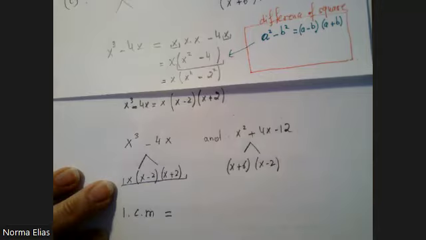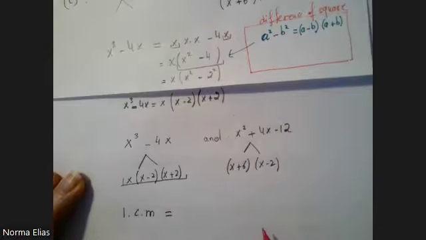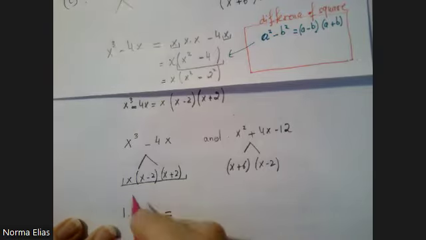I'm trying to read what you guys are telling me. x plus 2, x minus 2. You're missing one term. I guess you're missing a term. What do you think it is? x, exactly. So what's the least common multiple?